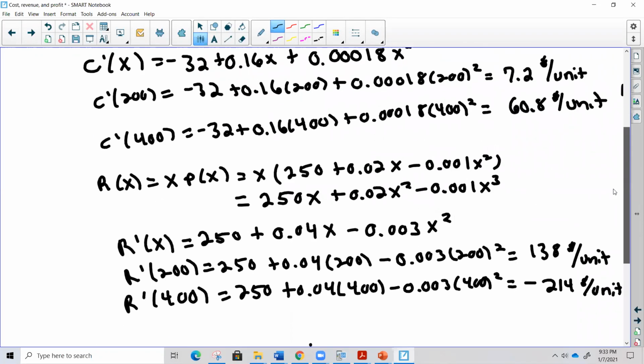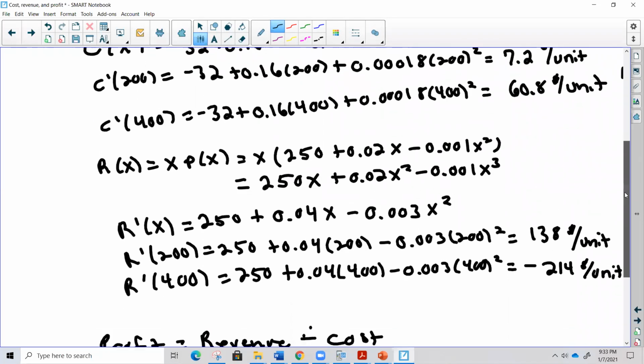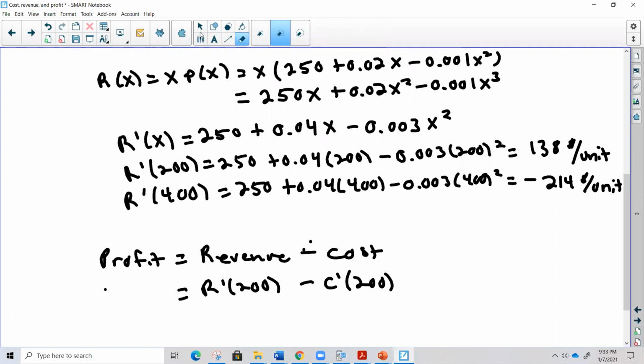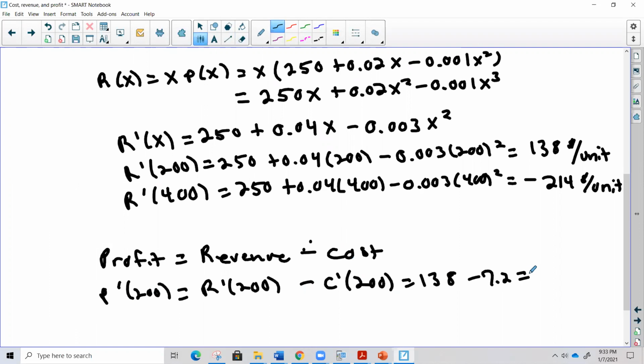And so since I already found the marginal revenue and marginal cost for 200 and 400, instead of finding the profit function and then taking the derivative and then plugging them in, which I could do, it would just be easier to take what I found for R prime of 200 and subtract C prime of 200. And that would give me the marginal profit at 200. Which would be 138 minus 7.2, which gives me 130.8.